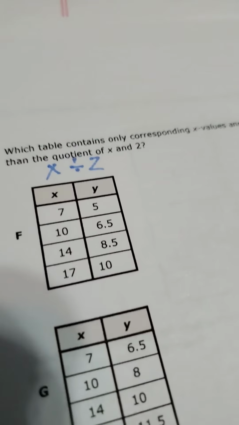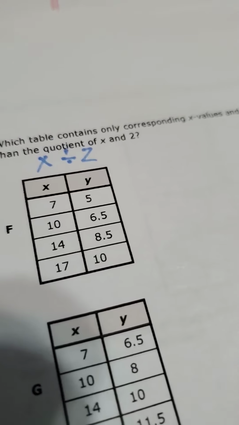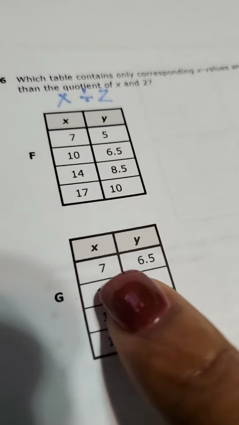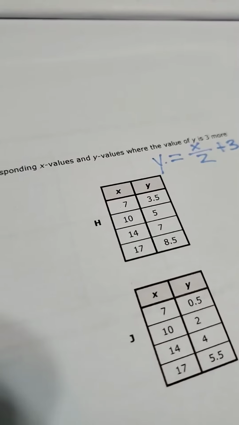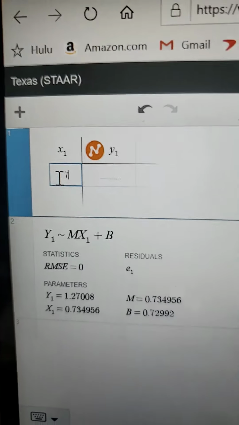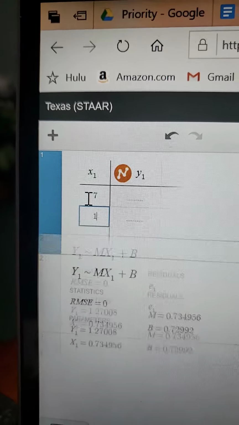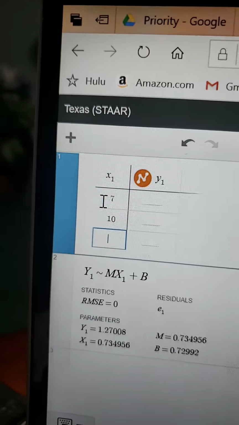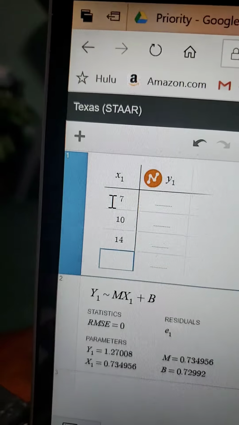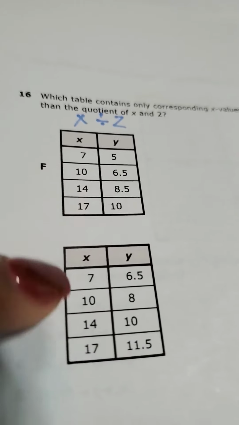All right, now I'm going to add my first table. I'm going to go ahead and plug it in and see what works. Notice that all of the x values are the same, so you won't have to change your x values. You'll simply have to change your y values. So for x, I'm going to type in 7, 10, 14, 17, because those are the appropriate x values right here.